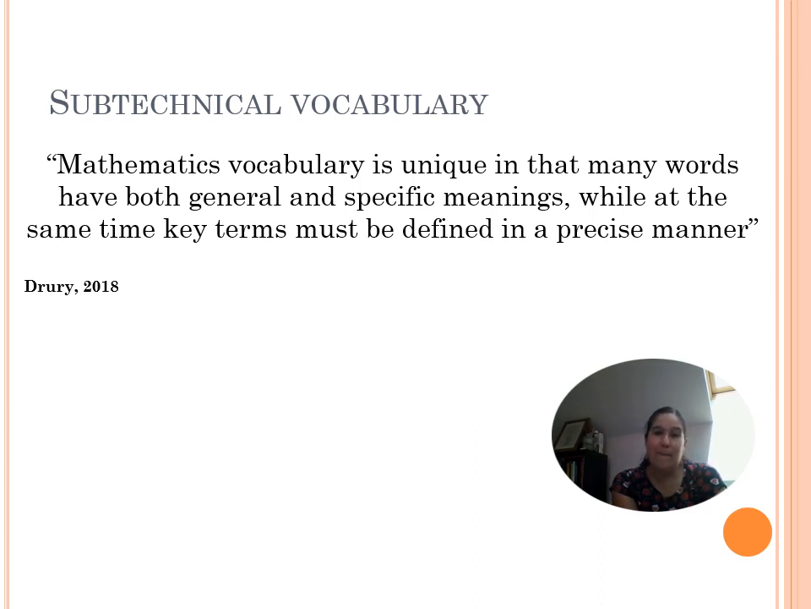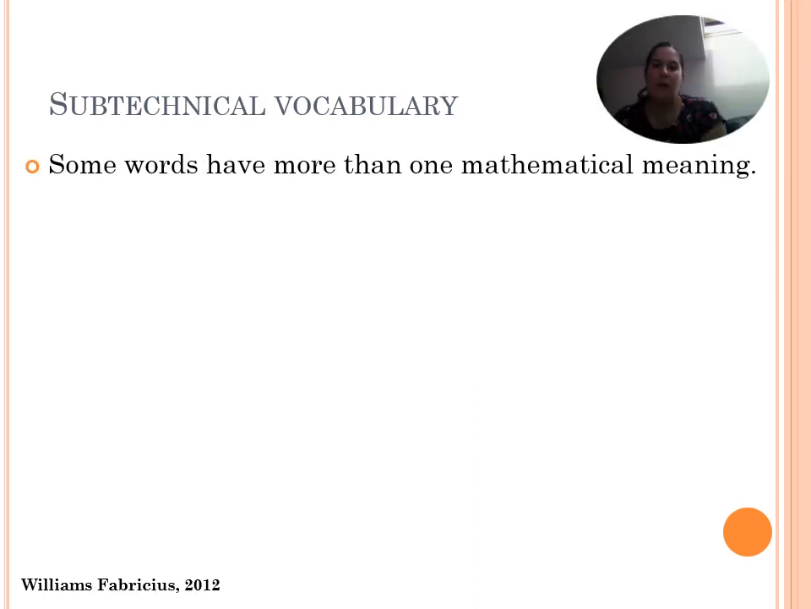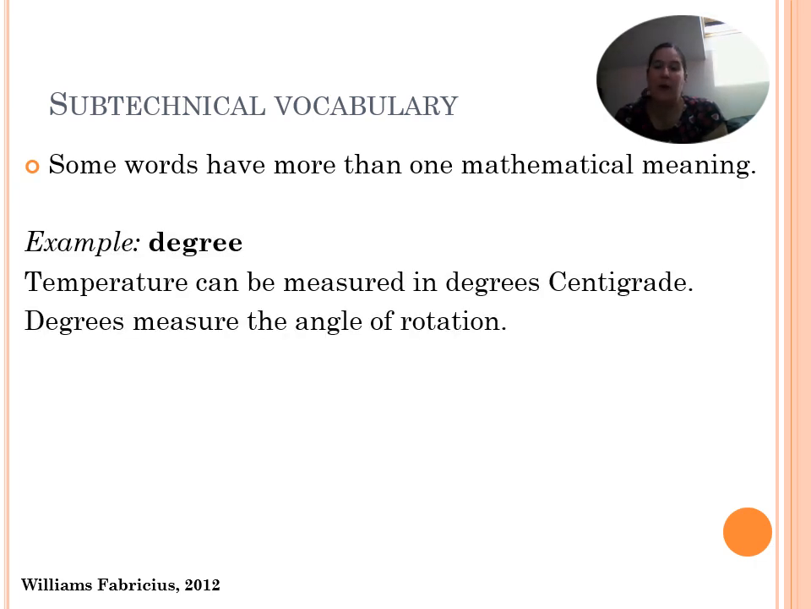Sub-technical words are really complicated because, as Helen Drury points out, many words in mathematics have a general and a specific meaning, but they also have different meanings depending on which content domain you are talking about. One of the challenges of vocabulary in mathematics is that some words have more than one mathematical meaning. So, for example, the word degree: we measure temperature in degrees centigrade in the UK, but we often refer to that as just degrees. So it's around 26, 27 degrees today.